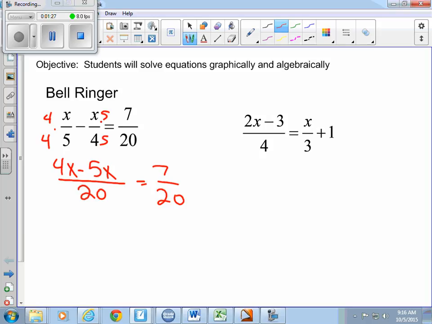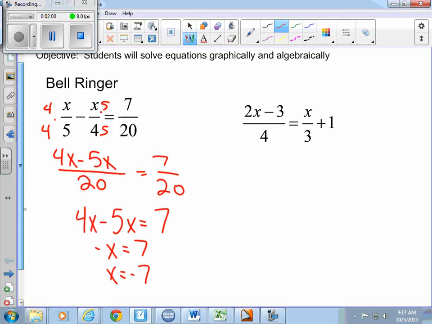Now you've got a lot of options. What would y'all do? We could just say 4x minus 5x would have to equal 7. And so negative x would equal 7, or x would equal negative 7. So that's option 1.